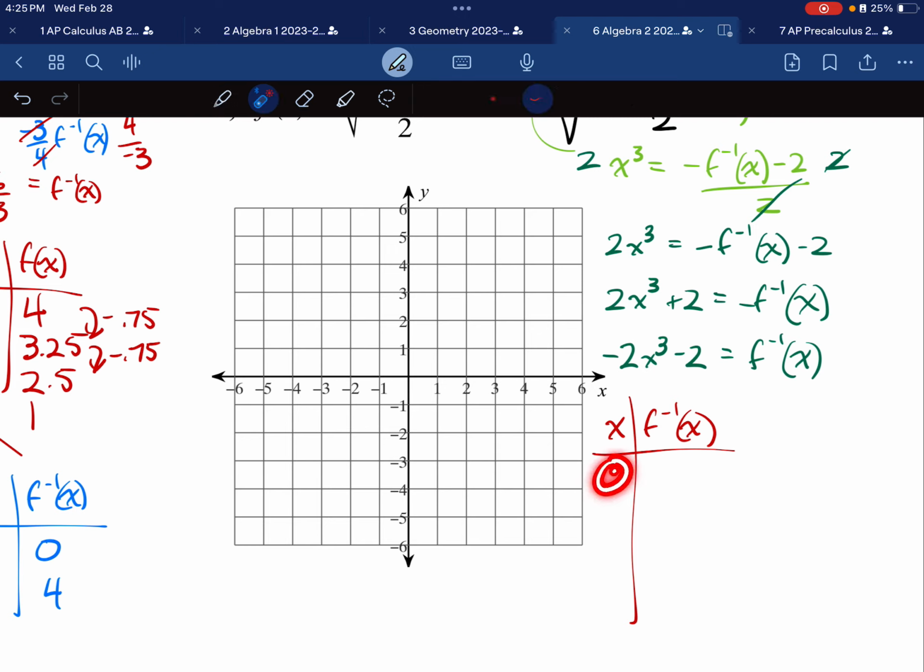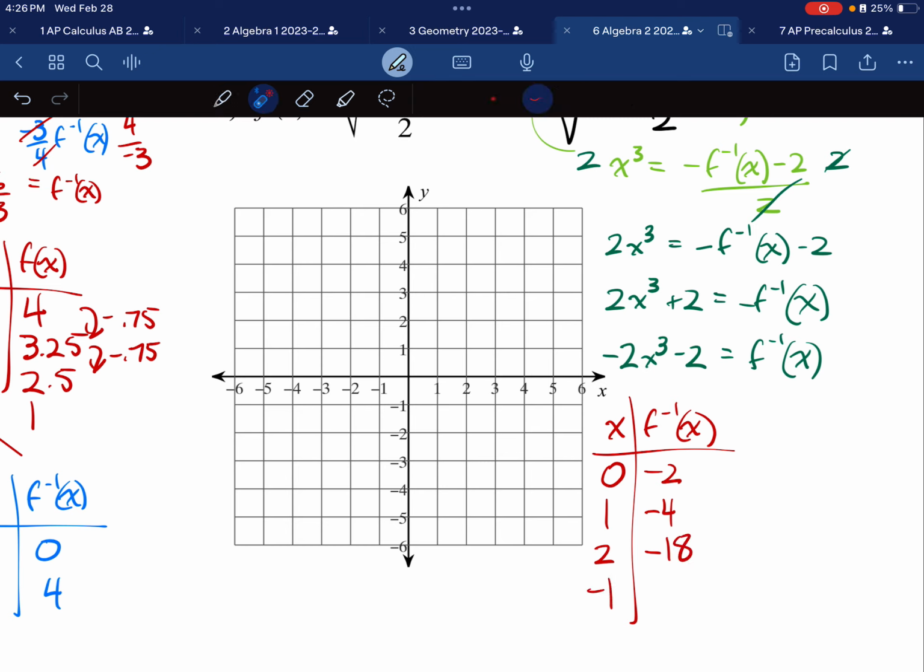Watch. 0 plugged into my f inverse function means it's 0 cubed, which is 0, times negative 2, still 0, then minus 2 is negative 2. Let's plug in another number, like 1. When I plug in 1, I get 1 cubed, which is 1, times negative 2, which is negative 2, minus 2 again is negative 4. If I plug in a number like 2, I have a feeling this is going to be off the graph, but let's go ahead and test it. 2 cubed is 8, times negative 2 is negative 16, minus 2 again is negative 18. Well off the graph.